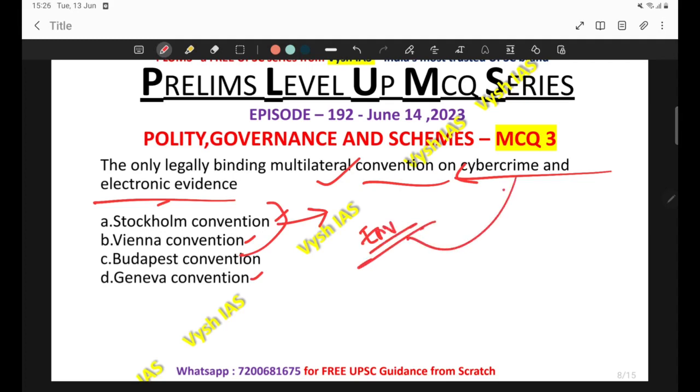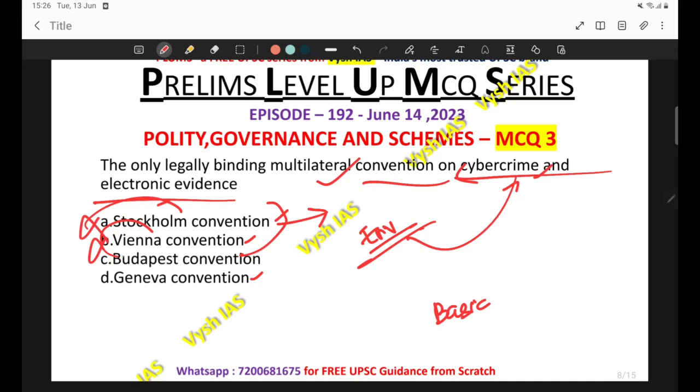Okay, nowhere is cybercrime and electronic evidence coming in. If you have gone through the basic concepts of environment, you would have heard these terms in the context of environmental conventions like Stockholm and Vienna: ozone layer depletion, persistent organic pollutants. Whenever we are learning environment, we hear such terms. So these two are not the answer, because nowhere is cybercrime involved in these conventions.